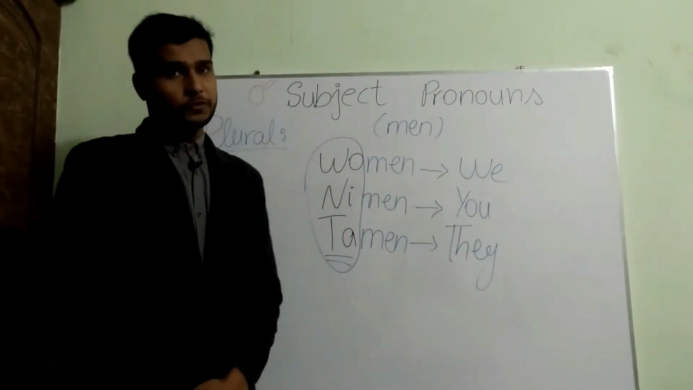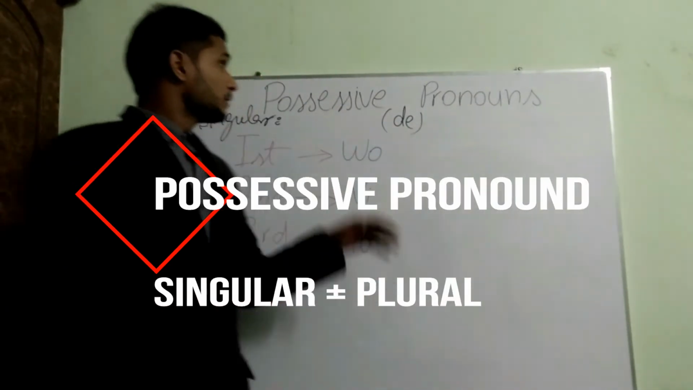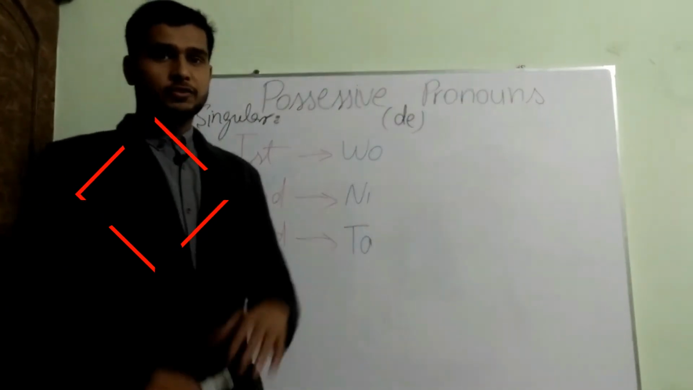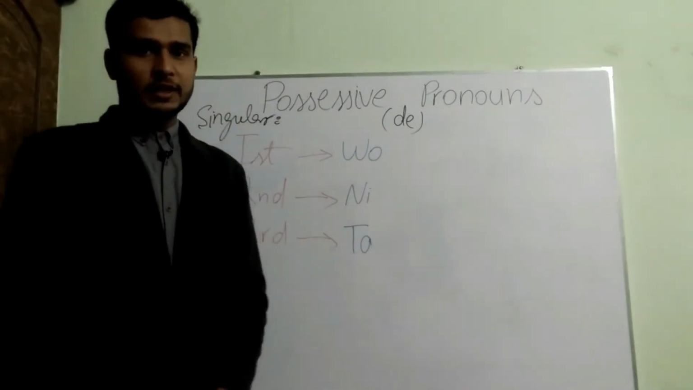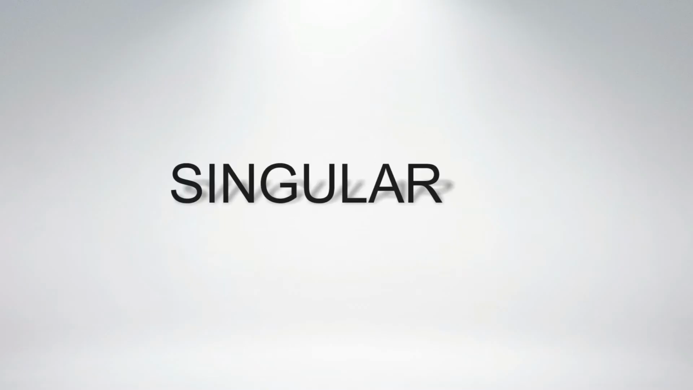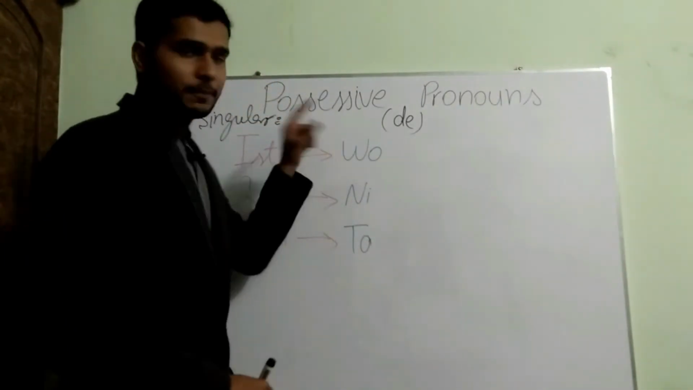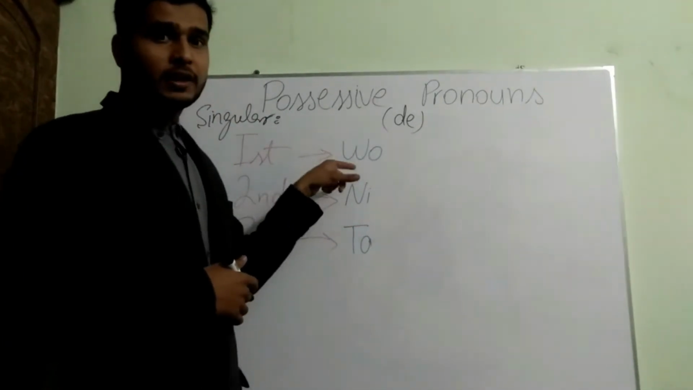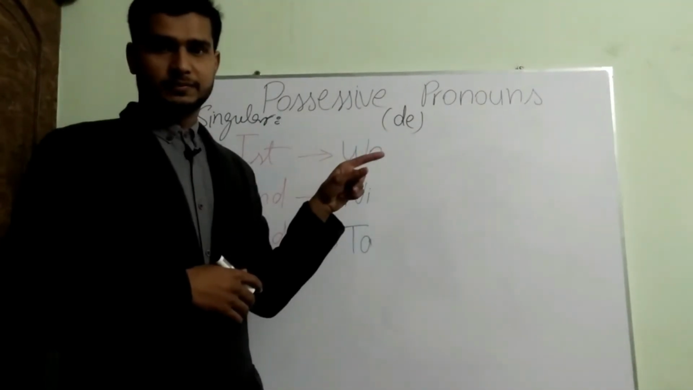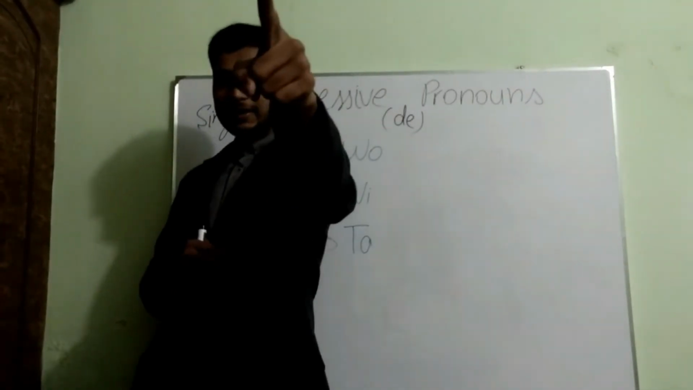And now guys, we move towards the possessive pronouns. These are also divided into the singular ones and the plural ones. First of all, we will see the singular ones. You just have to memorize these three singular subject pronouns: wǒ, nǐ, tā.